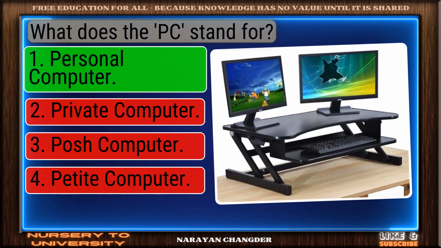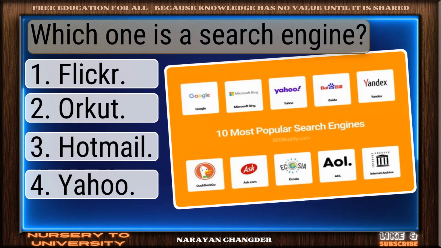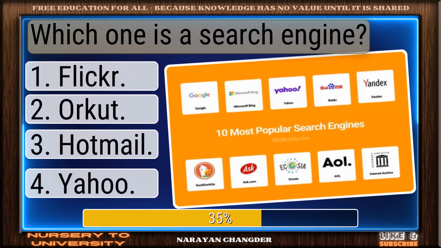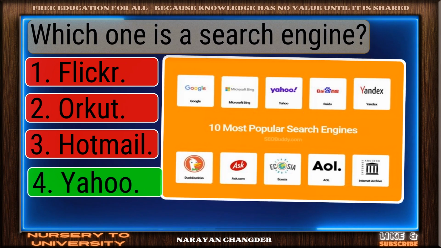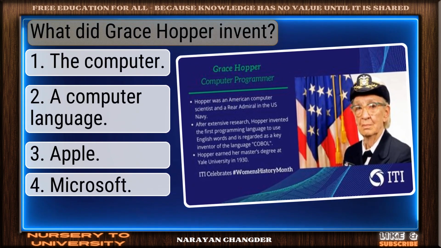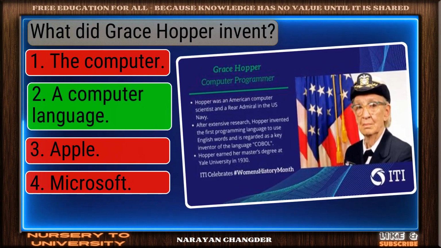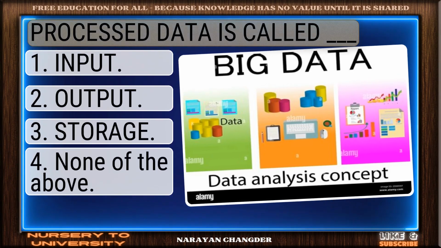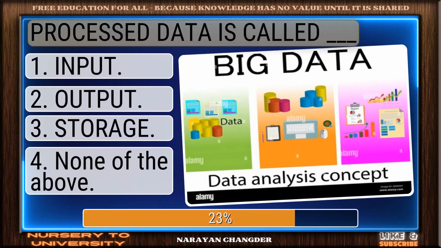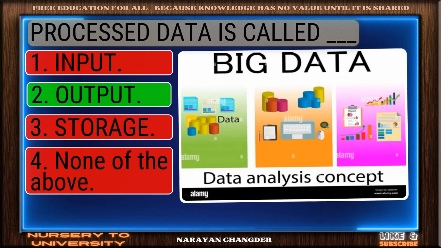Smart pick. Personal computer is correct. Which one is a search engine? Bravo. Yahoo is the answer. What did Grace Hopper invent? Good job. A computer language works well. Processed data is called dash. Clear logic. Output is sound.